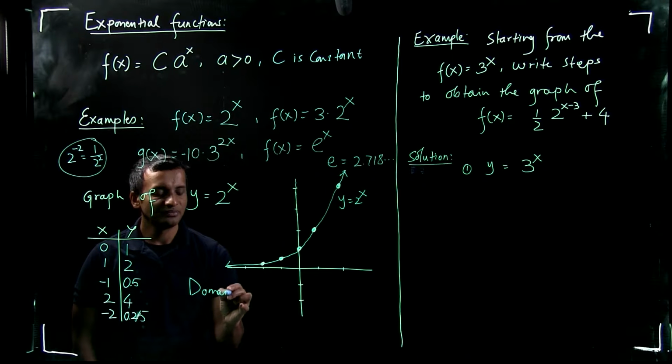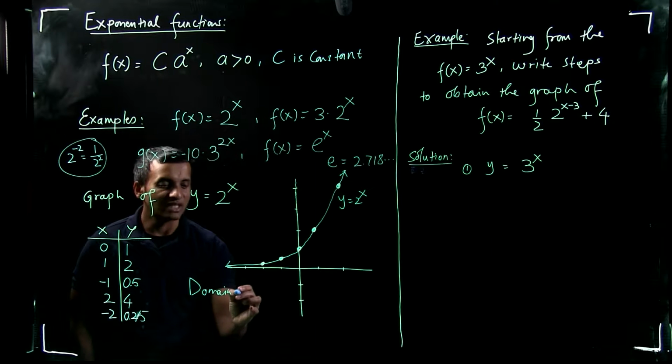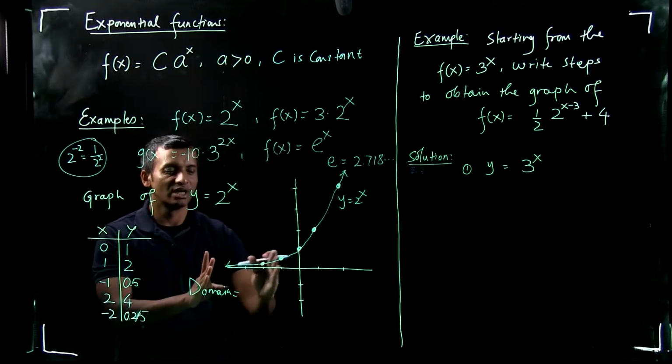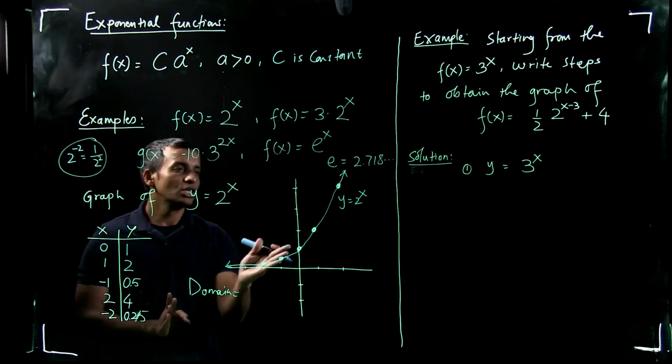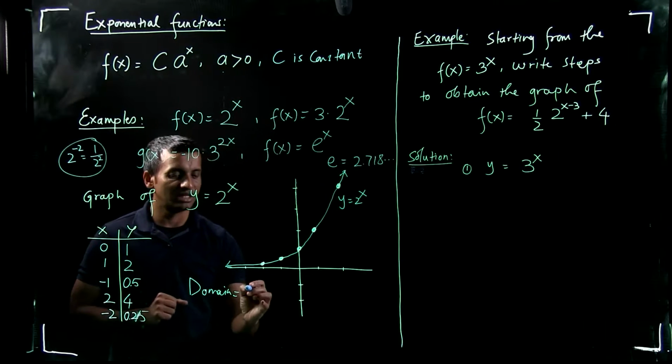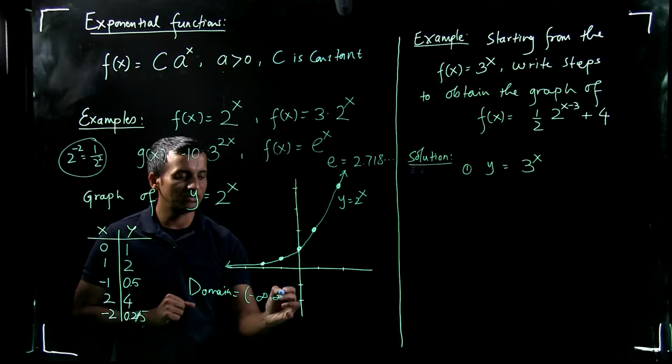So domain is the values of x, right? So domain is what are the possible values of x in this function or in this graph. So it can go from negative infinity to positive infinity. You can take any value of x, meaning from negative infinity to infinity.